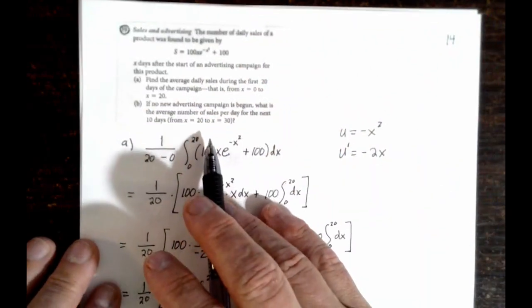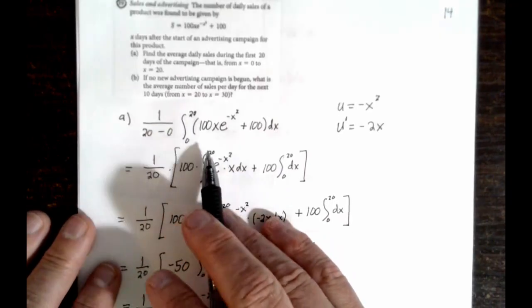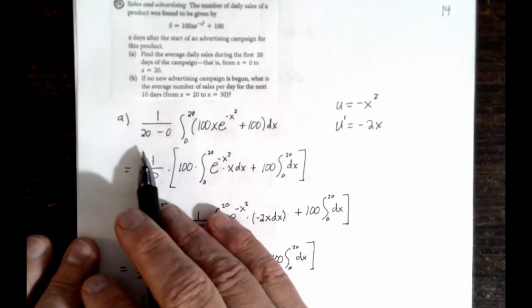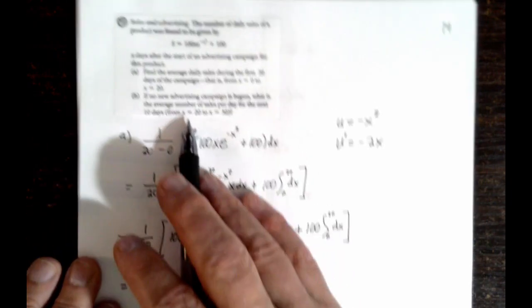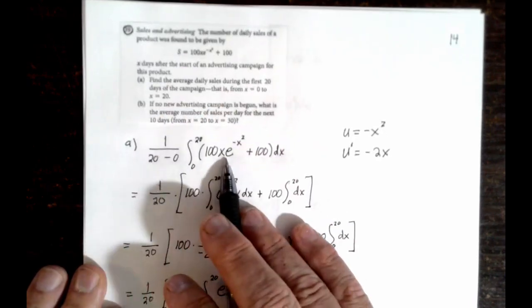39, it says find the daily sales during the first 20 days of the campaign. So it's the same thing we just did in the last two questions. It's just from 0 to 20, and you're integrating.